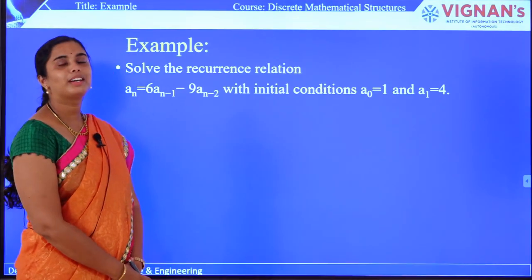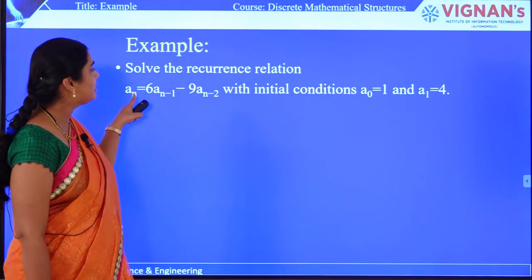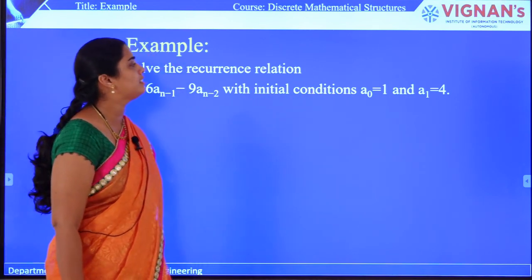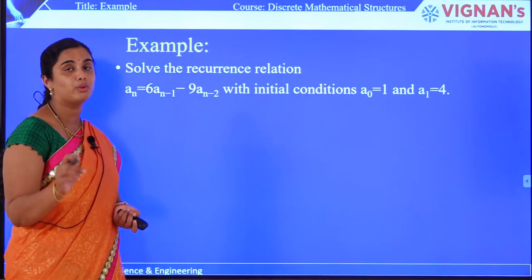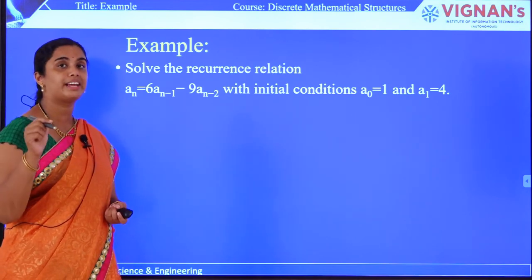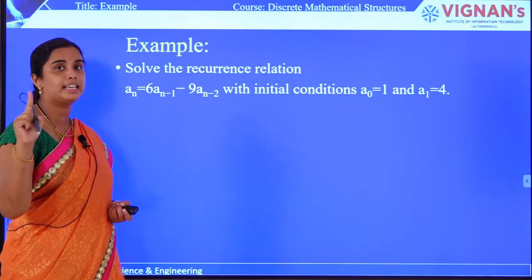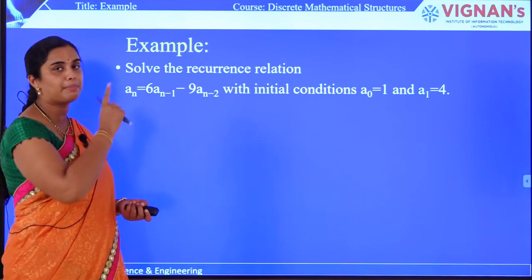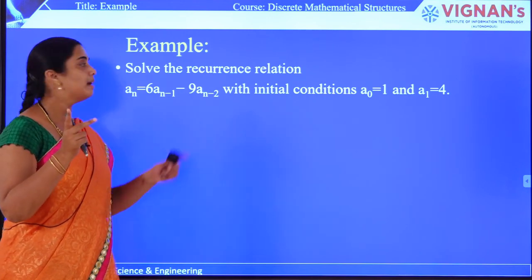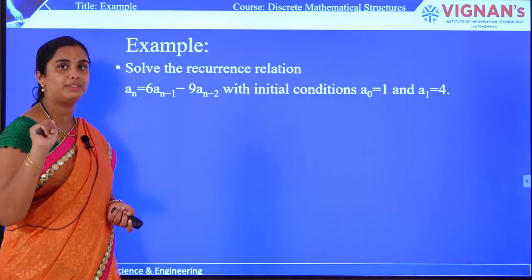Okay. The next example is about solving the recurrence relation, and this is the given recurrence relation with initial conditions a0 is equal to 1 and a1 is equal to 4. So from this example you will learn to solve the recurrence relation if the characteristic root equation obtains only a single root. Like in the previous example you have seen you are getting two roots x1 and x2, right? But in this example you will see only one root, which is x1.